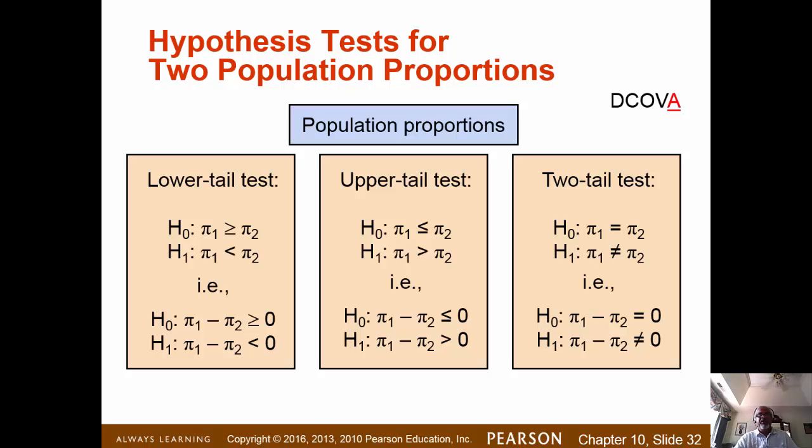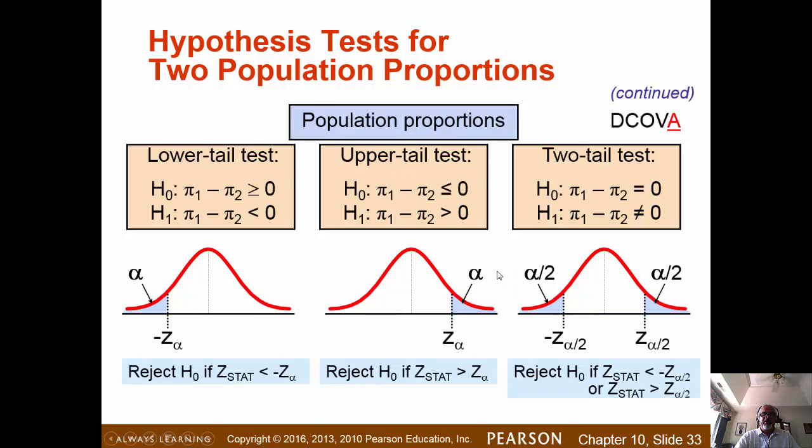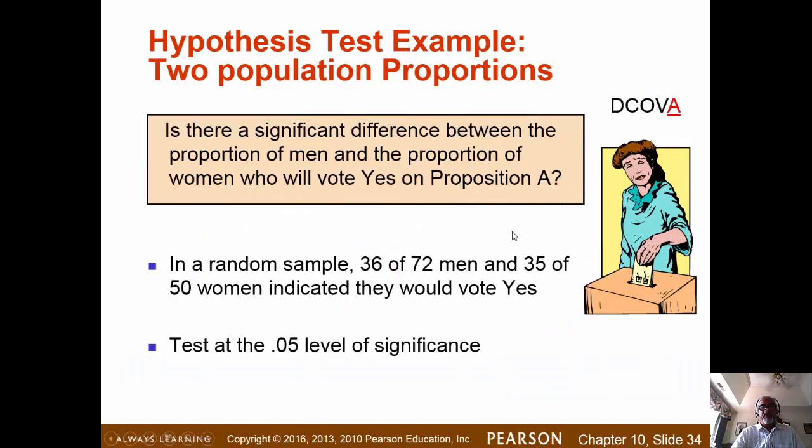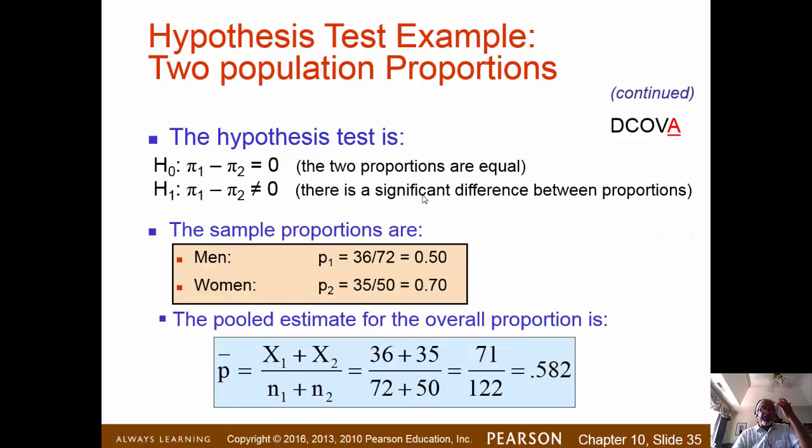And of course we have the three flavors of the hypothesis: the lower-tail one-tail, the upper-tail one-tail, and the two-tail test. And for the corresponding rejection regions, we use Z. And here is an example of that: a random sample of 36 of 72 men and 35 of 50 women indicated they would vote yes for that Proposition A, and we want to test at the 0.05 level of significance whether the proportions of men and women who will vote yes are the same or not.